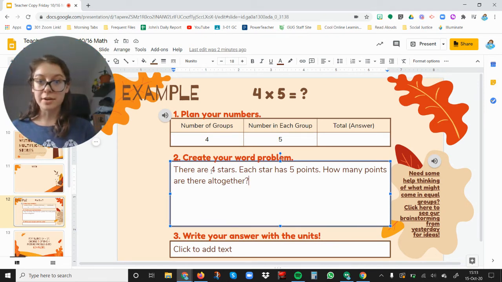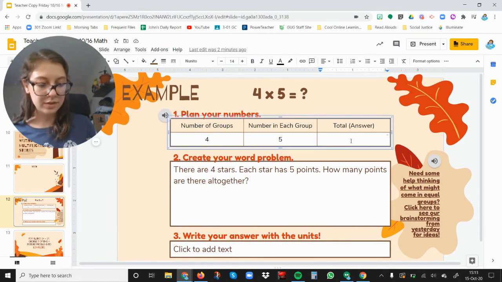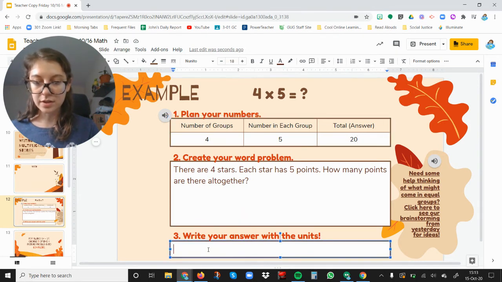what I'm going to do is fill that in on my slide. So I'm going to fill it in here that my total is 20. So 4 times 5, or 4 groups of 5, equals 20. And then here it says write your answer with the units. So here I'm going to write 20 points.